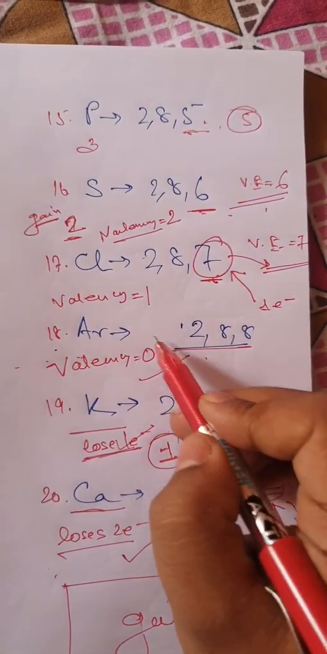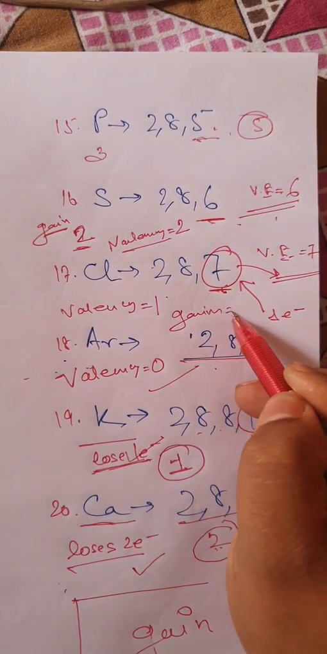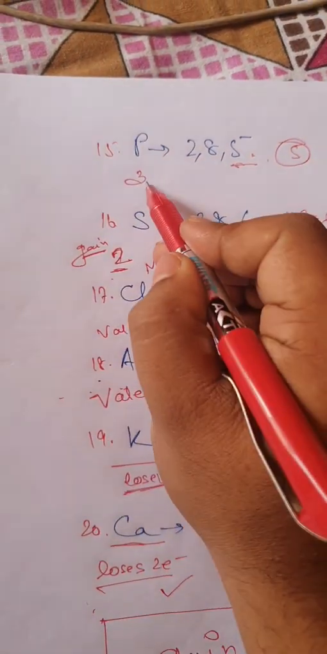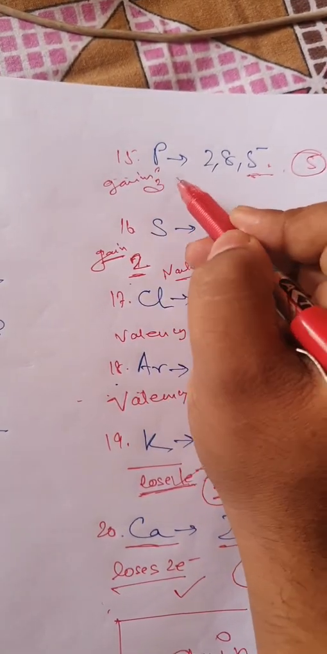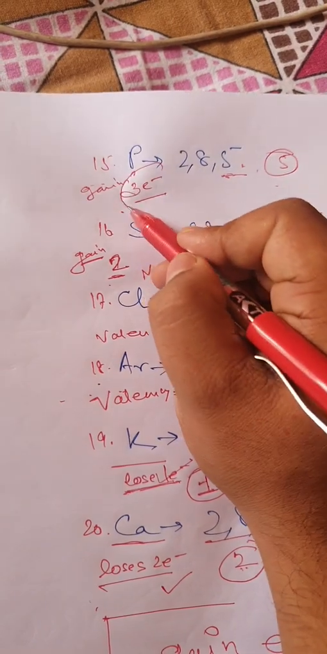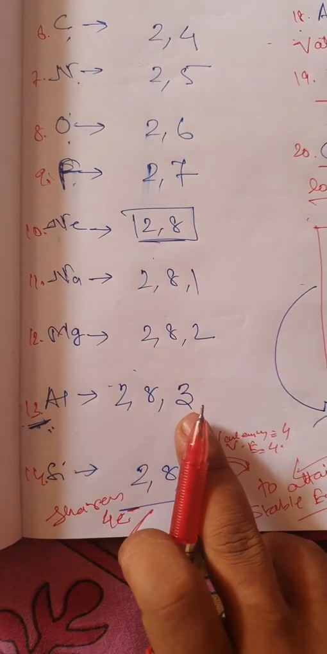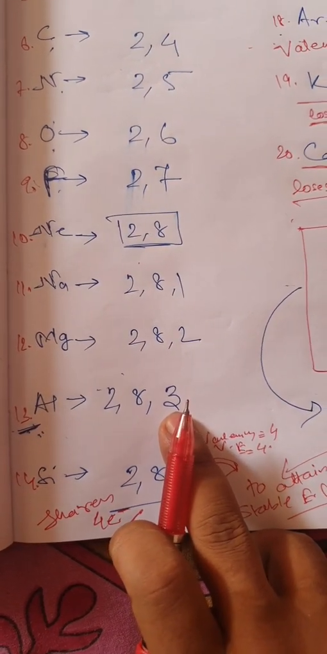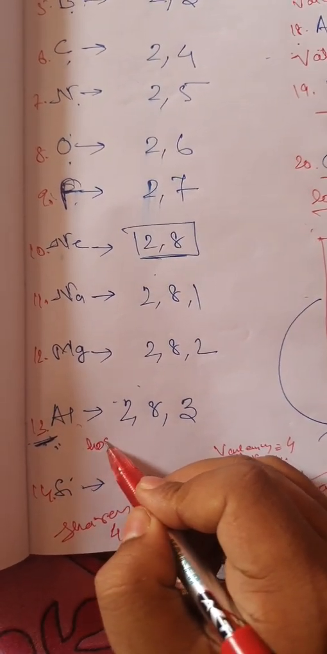In this case valency is 0, in this case it gains 1 electron, in this case it gains 2 electrons, in this case it gains 3 electrons, so the valency is 3 and the valence electron is 5. But in this case it shares 4 electrons. In this case what will happen? It will lose 3 electrons, so the valency is 3.